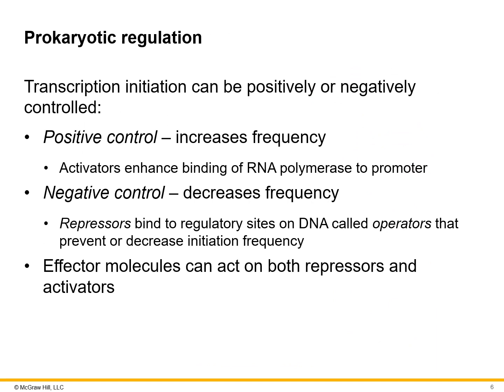So in prokaryotes, transcription can be regulated in a number of different ways. We refer to positive control, which is going to increase the frequency of transcription and translation of a particular gene, or negative control, which is going to decrease the frequency of transcription and translation. So we associate positive control with regions of DNA called activators, which are going to encourage RNA polymerase to bind to a promoter and transcribe the genetic material.